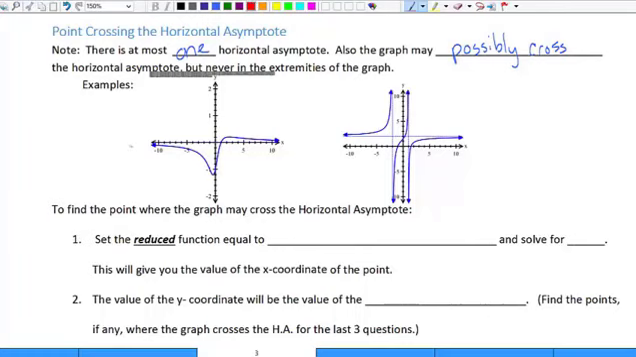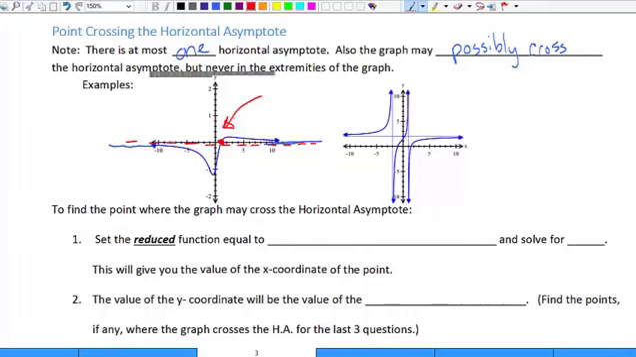Here are two examples where we have a horizontal asymptote. The first one has a horizontal asymptote on the x-axis. Notice that this blue line gets ever closer and closer and closer to the x-axis, to that horizontal asymptote. In the extremities, in the very, very far right and the very, very far left, it's not going to cross that line. It's going to get ever closer to it, but not cross it. But right here in the middle of your graph, the graph crosses the horizontal asymptote.